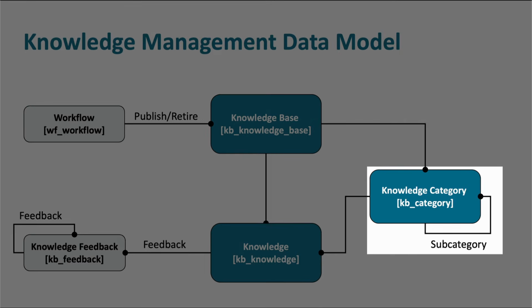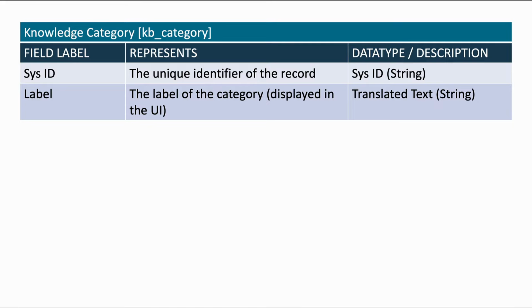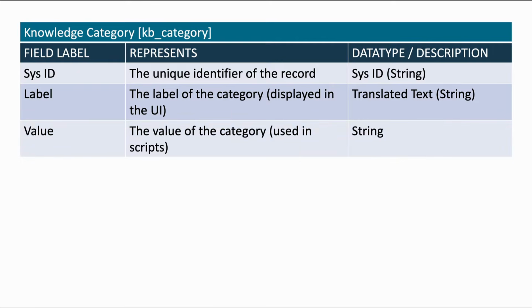Now let's look at how knowledge categories work and add a couple of categories to our new knowledge base. Knowledge category records include attributes for the label, which is the name of the category. That's the thing that gets displayed in the UI for the category. And the value field, which is the value of the category. And that's how you refer to the category when you're writing scripts.